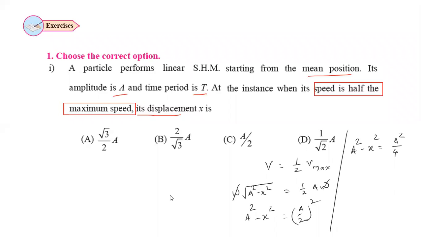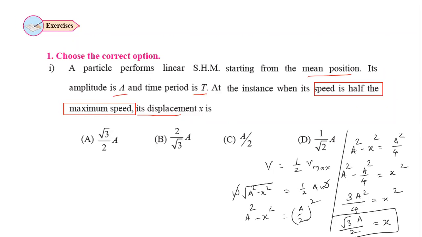Now a square minus a square by 4 is equal to x square. Now it is coming 4 minus 1, 3 a square by 4 is equal to x square. So we have to find out x. Then root 3, root a square is a, root 4 is 2, is equal to x. And this is the answer. You can see this in option number A. The answer for this MCQ is option A.